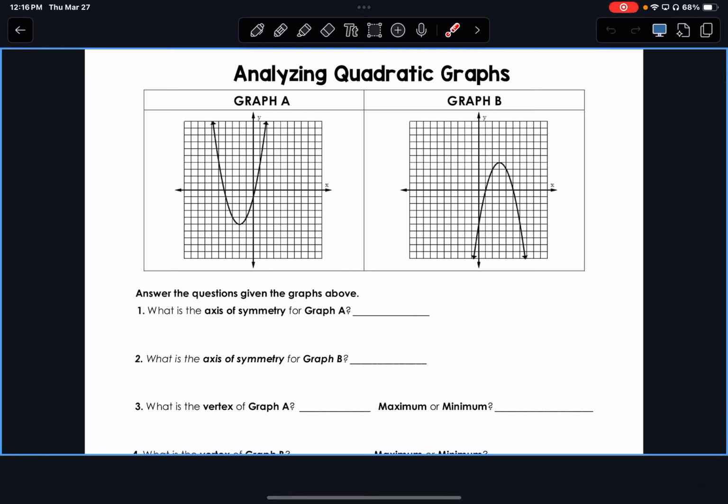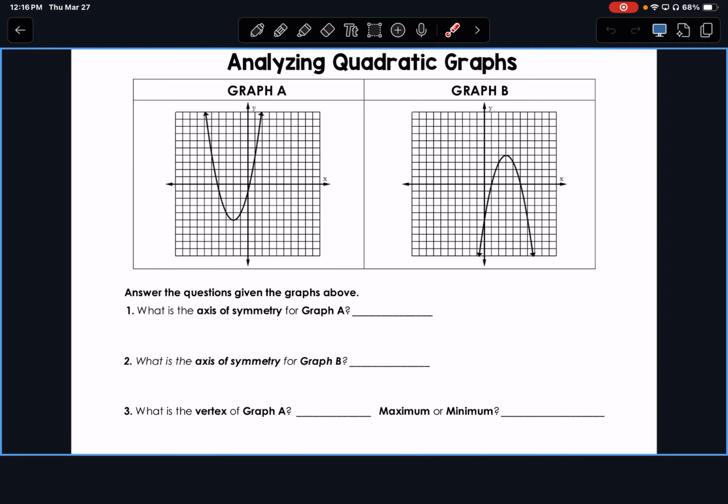And it asks us to find different parts. So we're going to start with graph A. Actually, we're going to go over all of graph A, and I'm going to leave graph B for y'all to do, okay? So for graph A, what is the axis of symmetry?